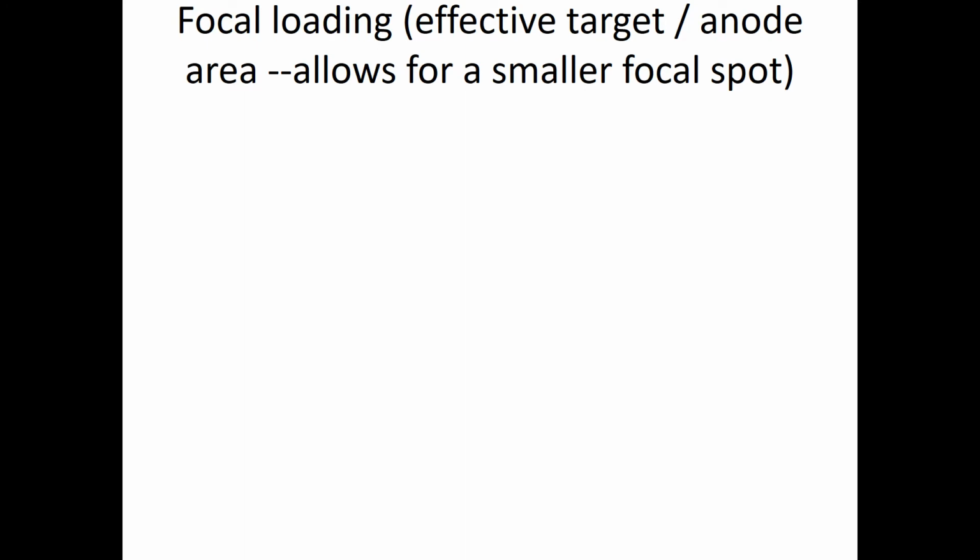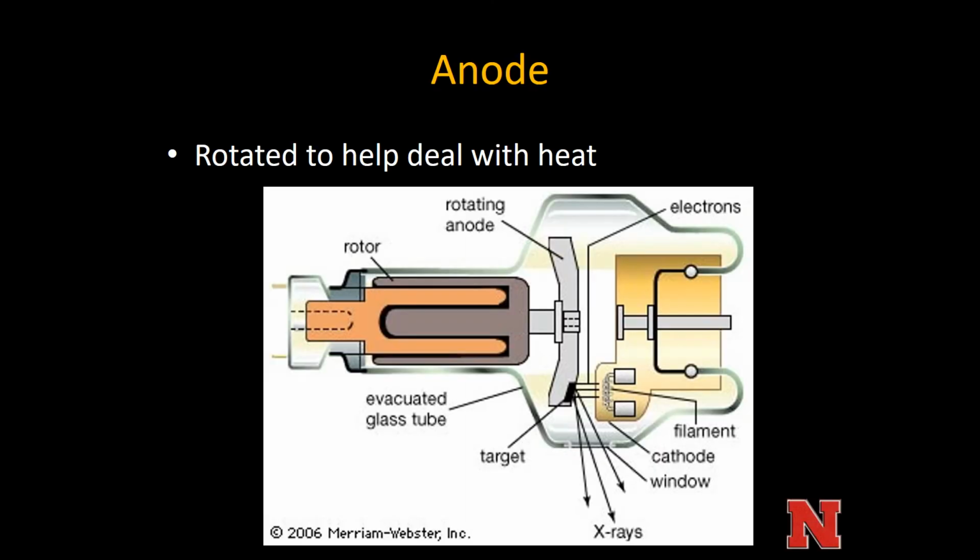The correct answer is the focal loading, the effective target or anode area, which allows for a smaller focal spot, right? So you can have a functionally smaller focal spot if you rotate it around to dissipate heat. That's the reason why. Because if you just had a non-rotating small focal spot, what would happen is the anode would literally melt from the heat generated. So it just rotates around, so you can use a smaller focal spot and dissipate heat throughout the rotating anode.